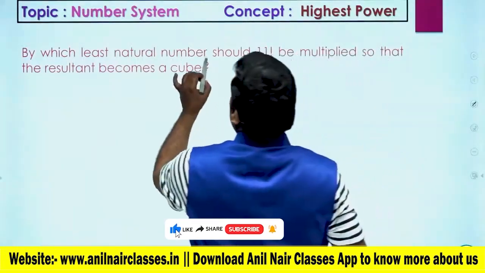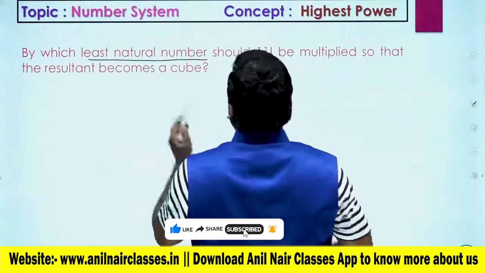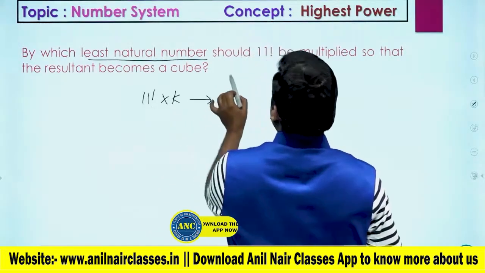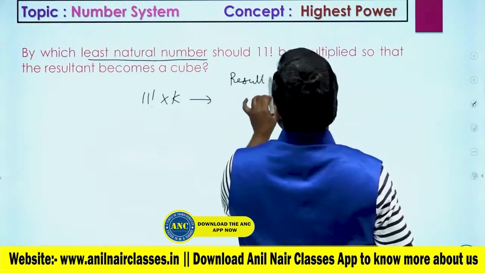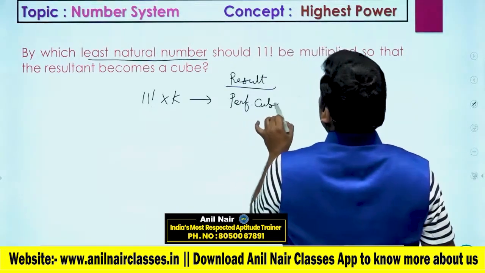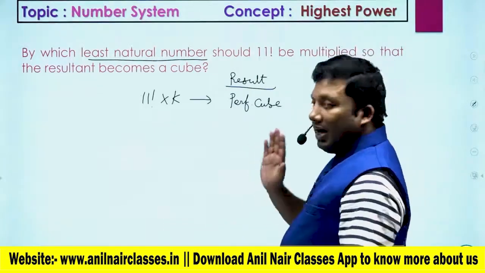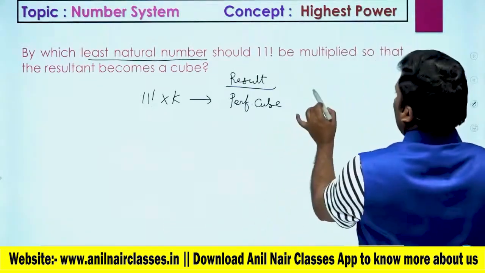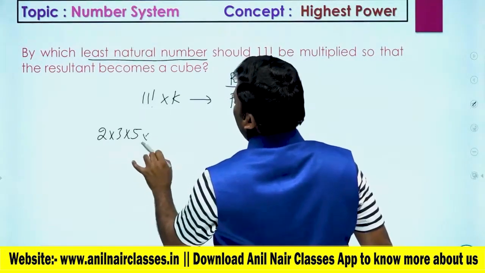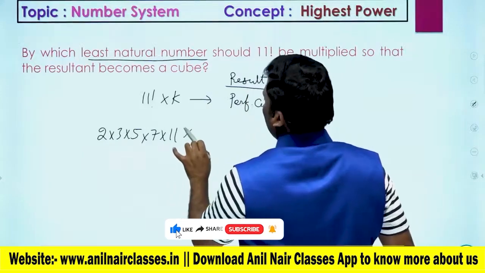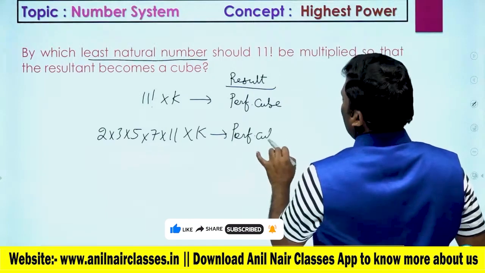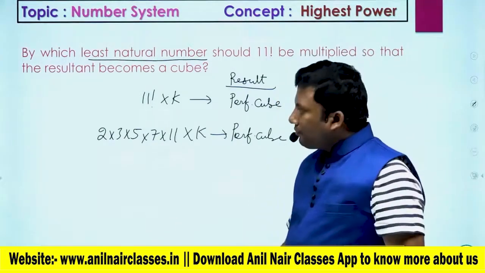Again the question is, by which least natural number should 11 factorial be multiplied so that the result becomes a perfect cube. 11 factorial into k: 11 factorial can be written as a power of 2, power of 3, power of 5, power of 7 and power of 11. Into k, it should be giving you a perfect cube.